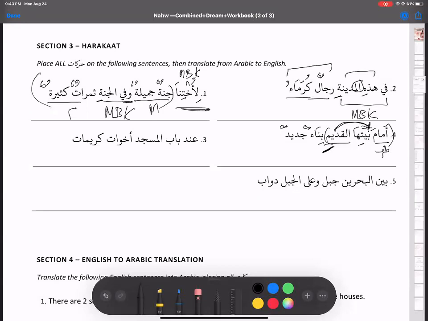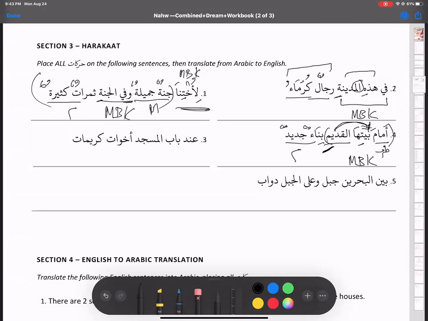So what is over there? Binaun jadidun, that's also Mawsuf Sifa. That's Mubtada, Binaun Jadidun, new building. So this is our Mubtada and this is our MBK.